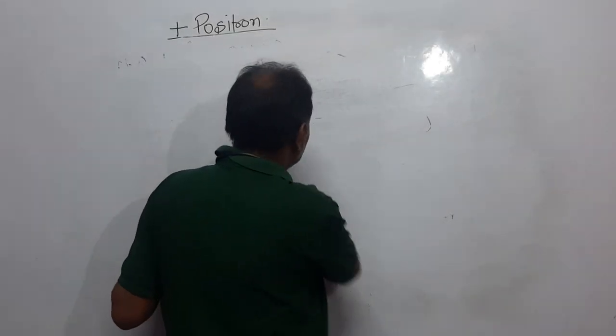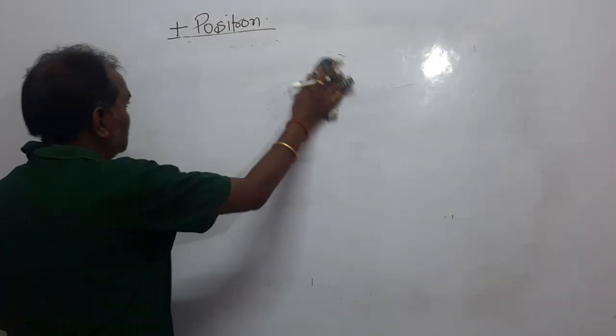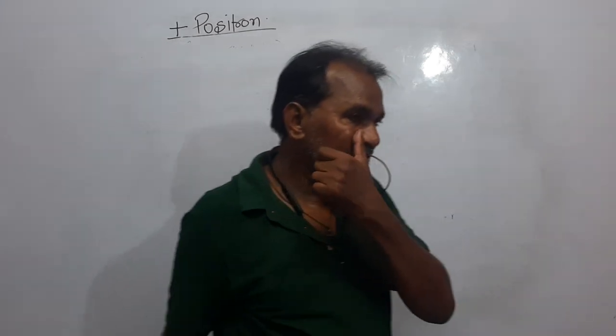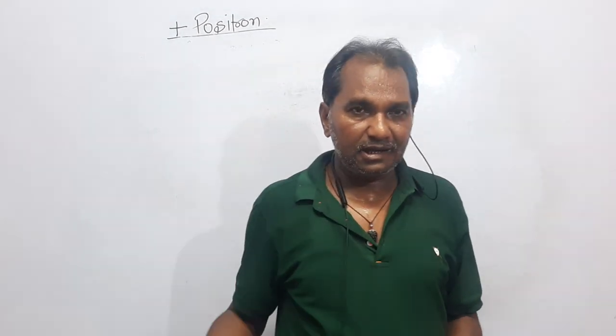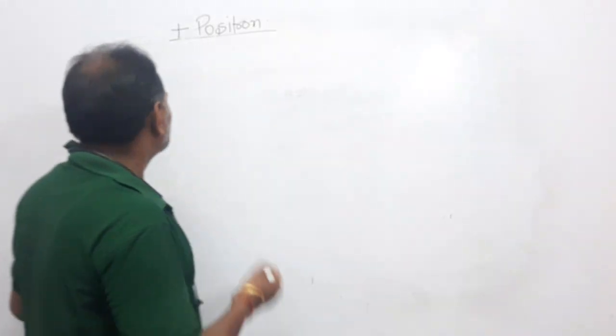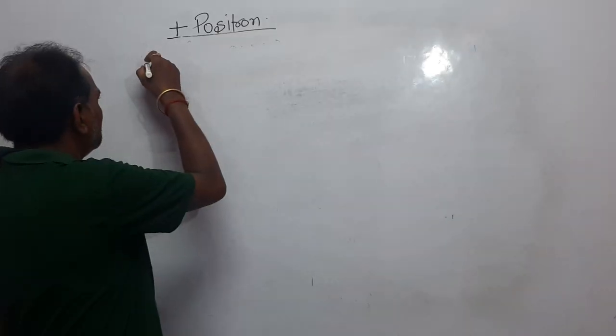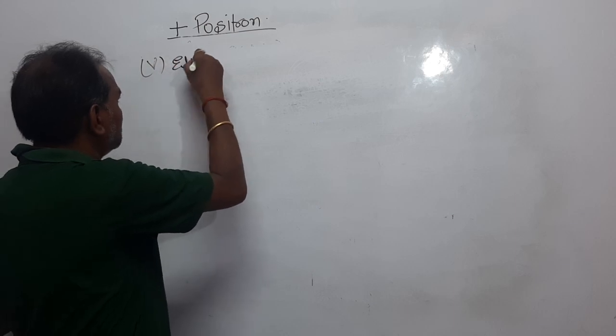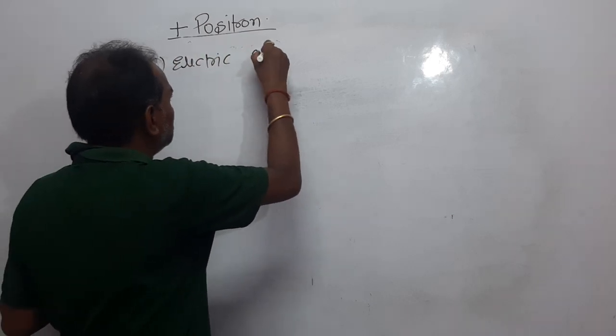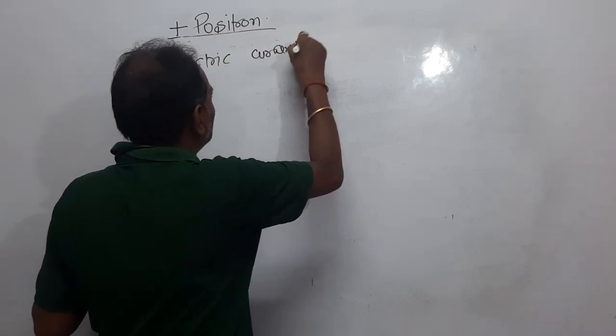Now dear students, we discussed length, we discussed mass, we discussed time, we discussed temperature. The fifth one is electric current. Electric current is measured in ampere.